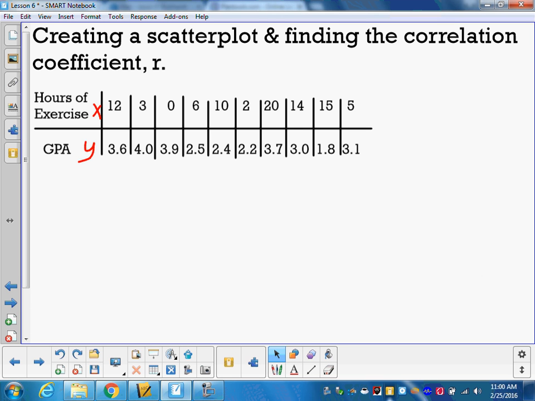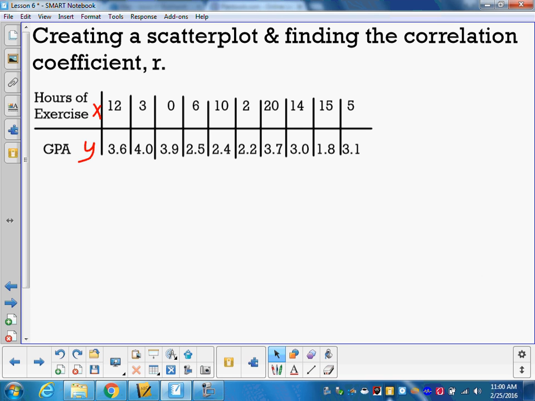Press stat, go over to calc. We're going to go down to number 4. That's linear regression. That's going to give us, I think, 4 numbers, but there's only one we're concerned with. That's R. So if you choose that, you need to put the lists in the correct order. The first list that goes in is your X values.